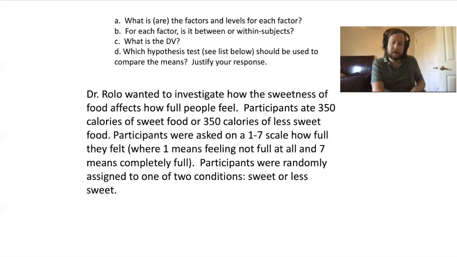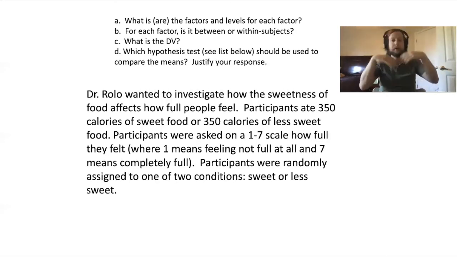I have a question. Yeah, please. Would it be incorrect to say that the factor is food and the levels are sweetness? No, that would not be incorrect. That's fine. What I'm looking for when you're naming a factor is that you use some generalization as the name. So calling it type of food, and then there's 2 different types of food, the sweet type of food and the less sweet type of food, that's perfectly fine.